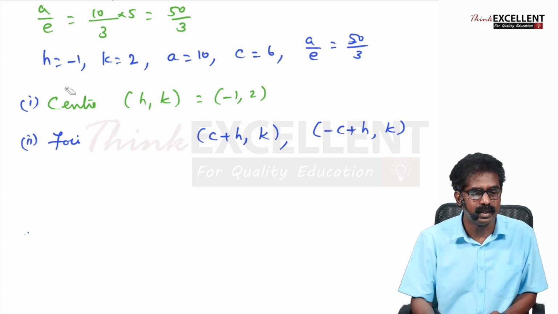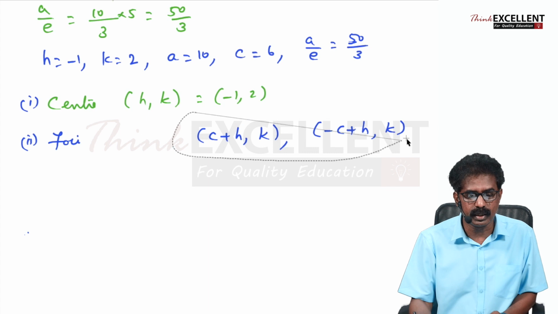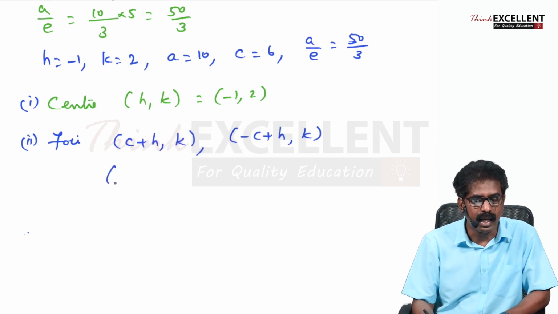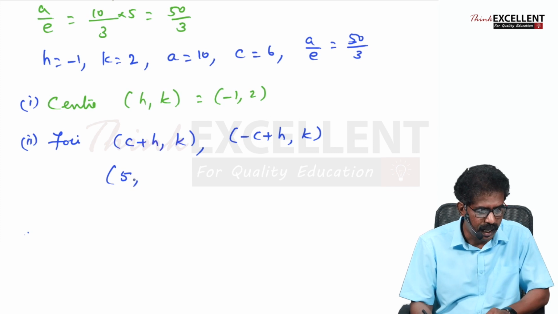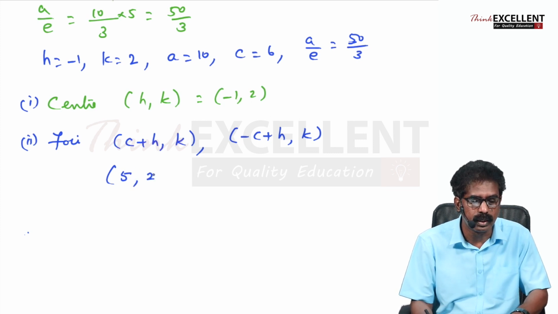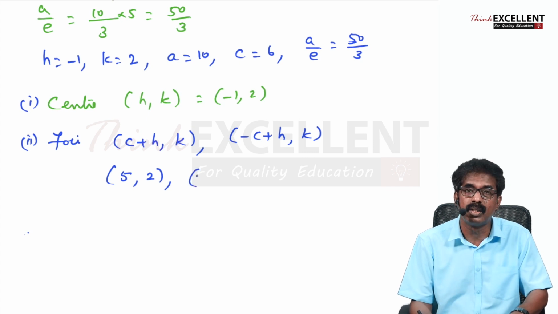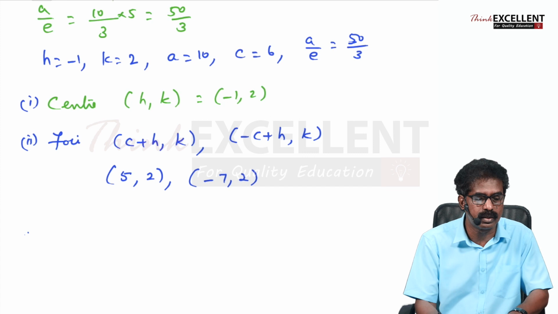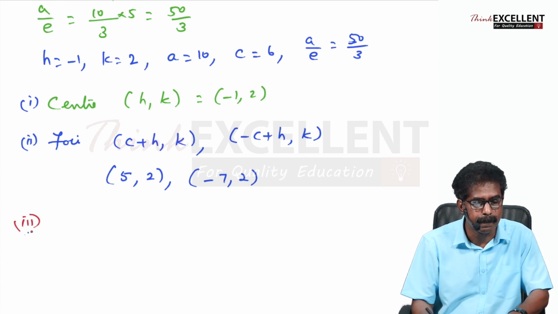But once you practice, you will find it very easy. Now just substitute the values of C and H. C value 6, 6 plus H value minus 1, so 6 minus 1 is 5, and K value, what is K value? It is 2. Okay, this is one value. Another one, minus C, so minus 6 plus H value minus 1. Minus 6 minus 1 is what? Minus 7, comma K value 2. Okay, this is foci. Next we want to find vertices, right?